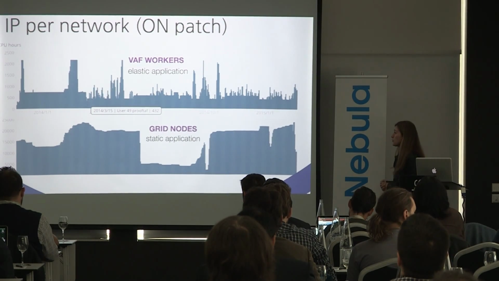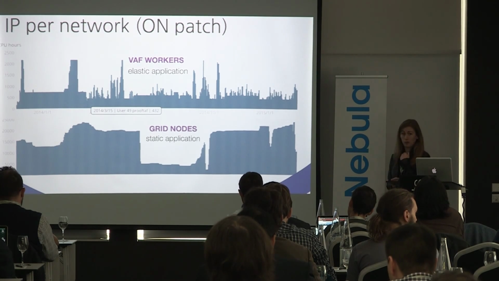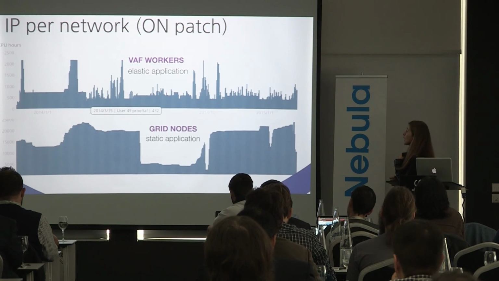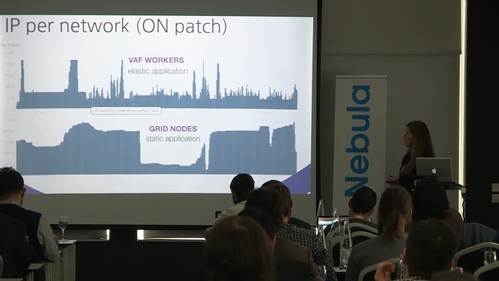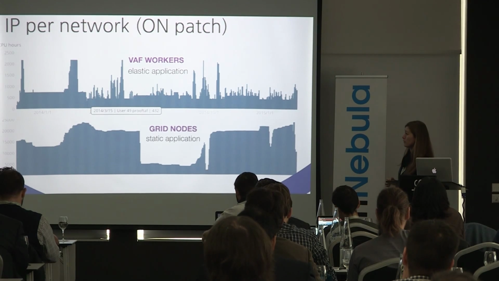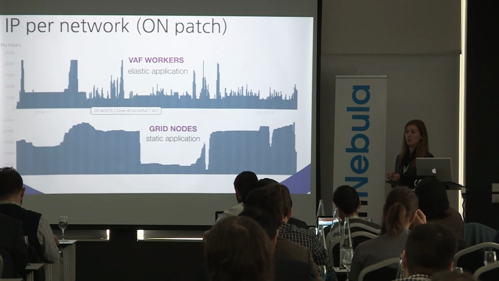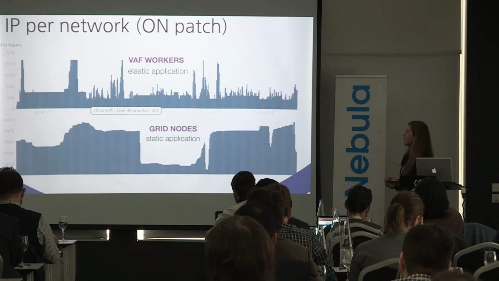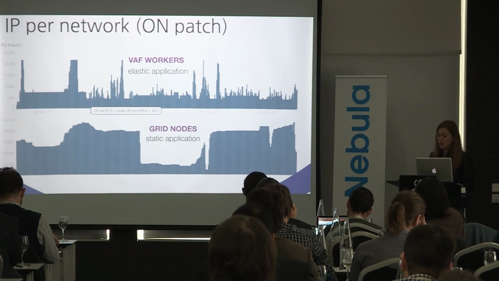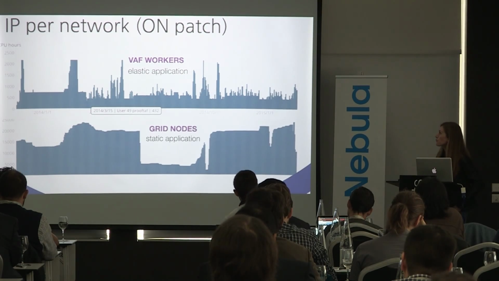On the bottom, you see, for example, the grid node. The application is static, and you see some holes because we had a problem with the chiller at some point. And on the top, you see, for example, the virtual analysis facility workers. At the beginning, we didn't have elasticity implemented, so it was done by hand. Then when we started to implement automatic elasticity with Elastic, you see the situation changes.